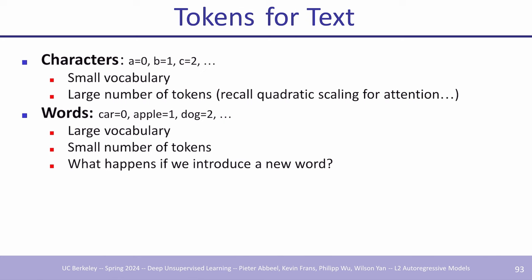Versus it could be a lot more compact if you just use words. Then it could be a 4 to 6 times smaller sequence. But then you would have a very large vocabulary, because you have to consider almost every word that exists. There's also the issue of what happens if we introduce a new word. Then the model just ignores it. It's unclear what you'd actually do in that case.